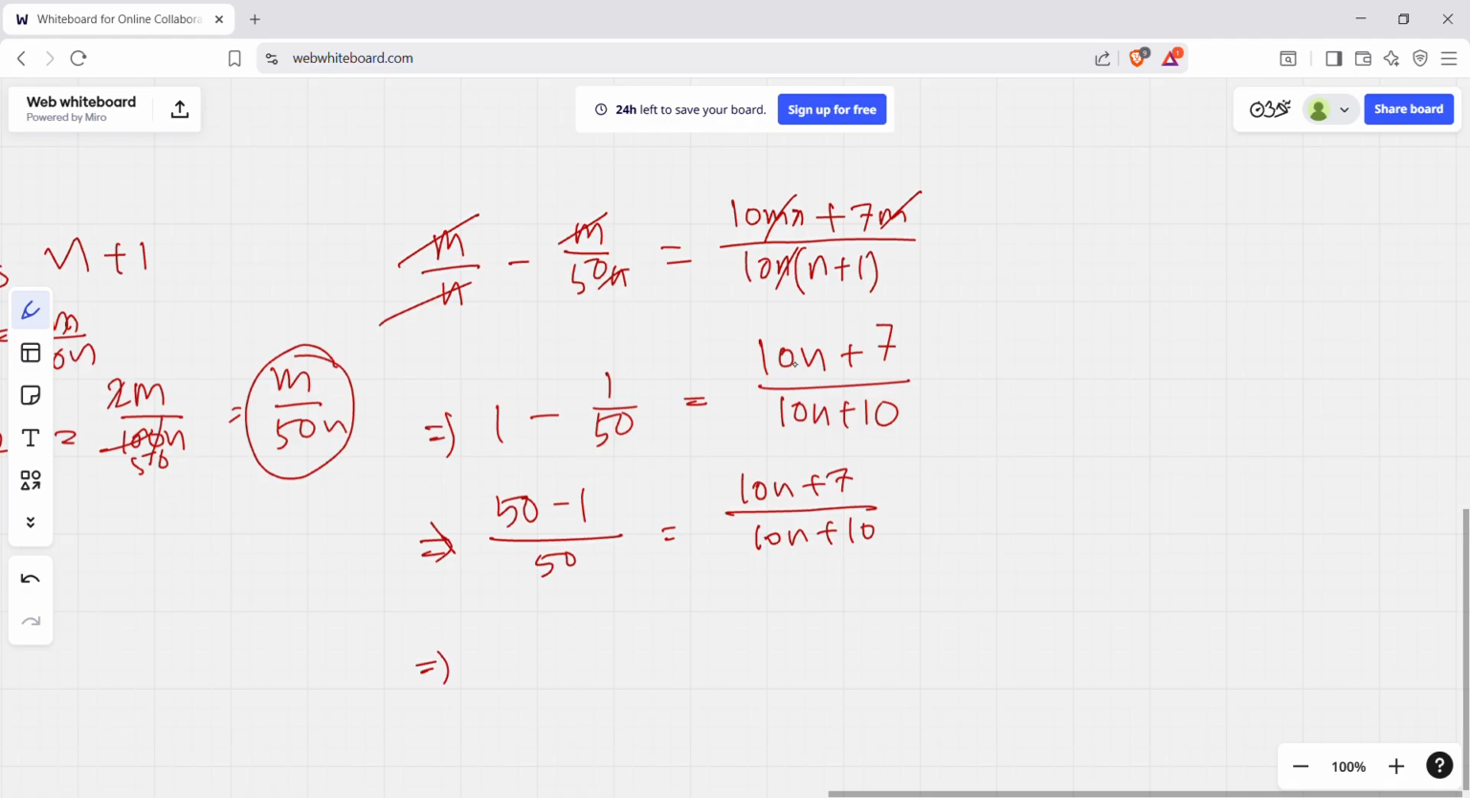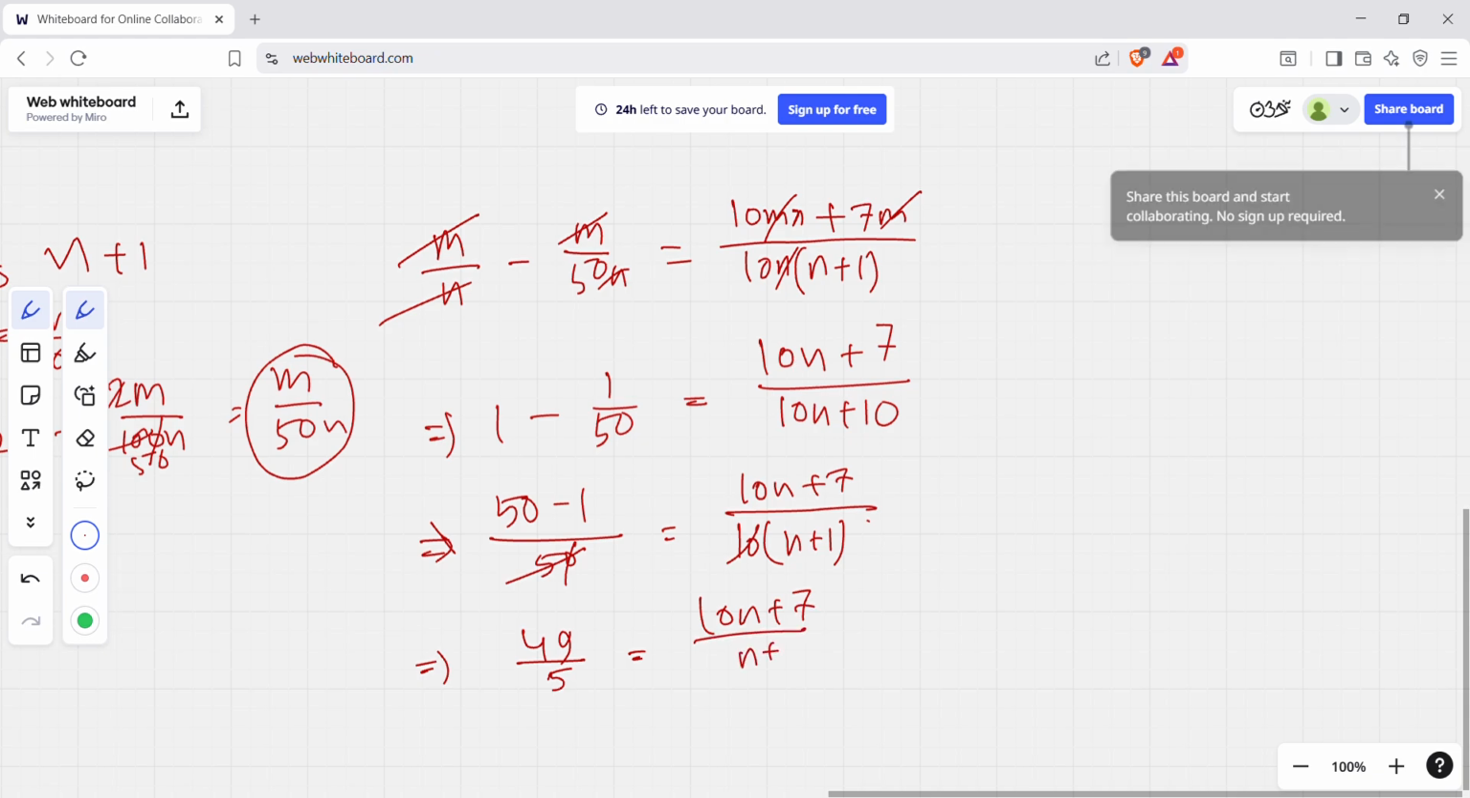Now you have to do another thing, that is 50 and 50 cross out. That's like 10 into n plus. So this 50 and 10 cross out. So we are left with 49 divided by 5 equals 10n plus 7 divided by n plus 1.